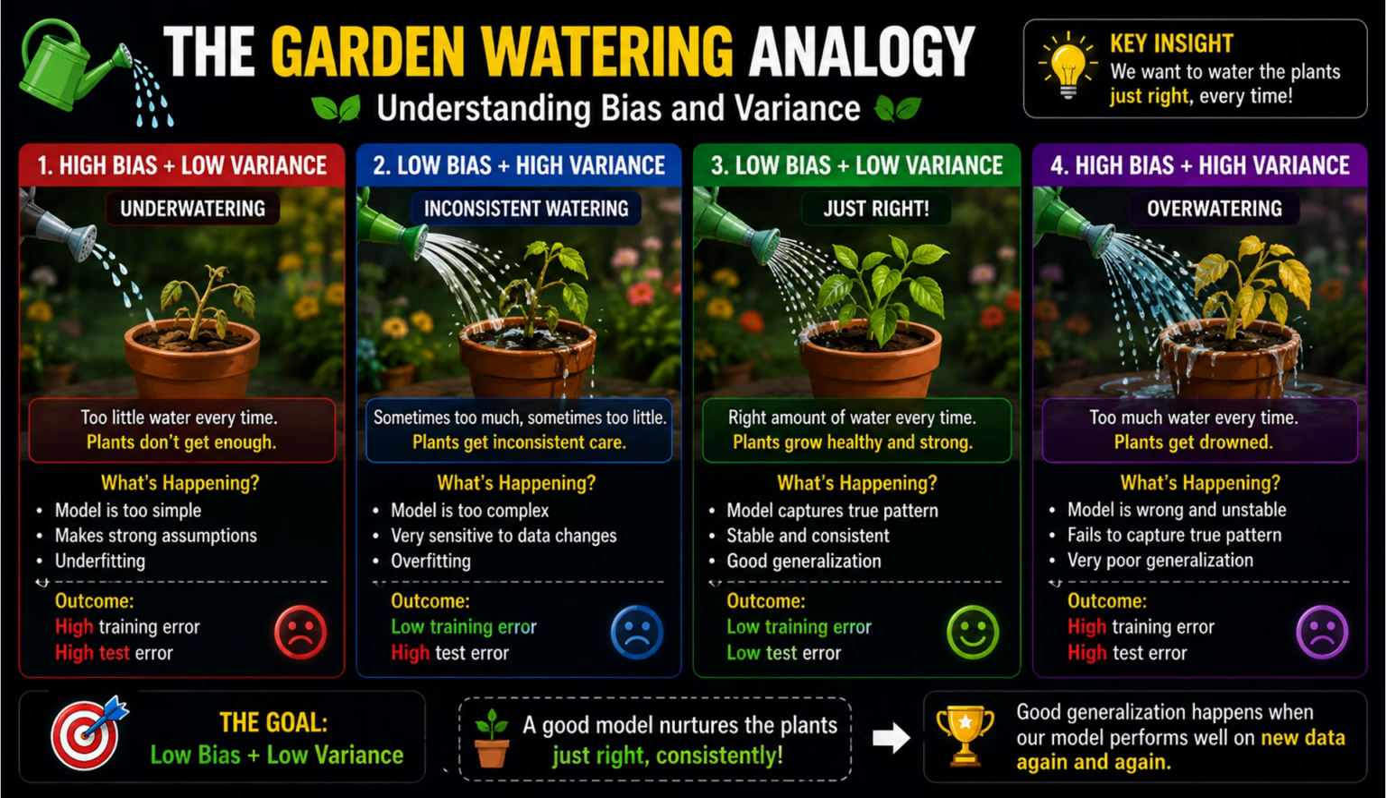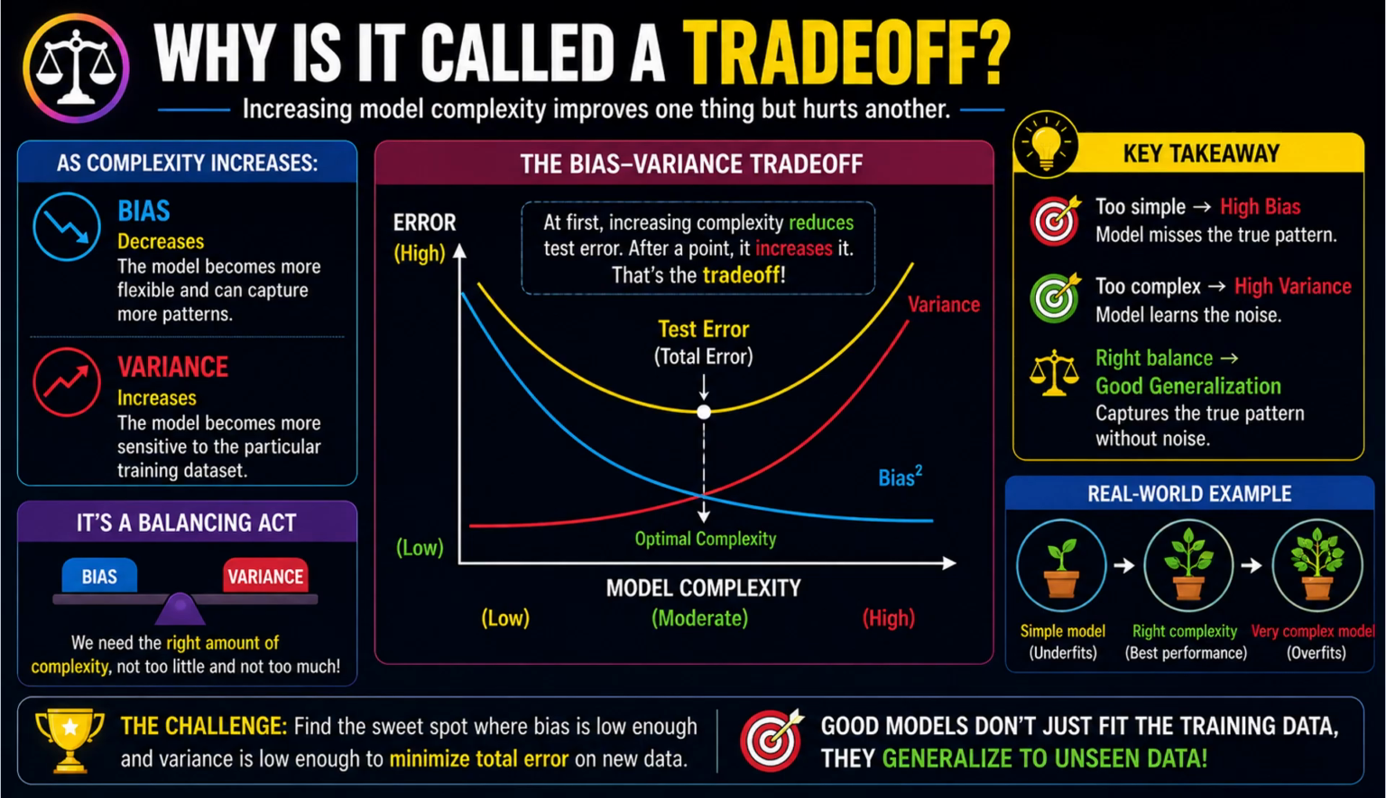So what we have to understand here is that good generalization happens when a model performs well on new data again and again. So we are bringing in one more aspect, which is consistency. It should be accurate as well as consistent. Why is it called a trade-off? Increasing the model complexity improves one thing, but sometimes hurts another. So bias decreases when the model becomes more flexible and can capture more patterns, and the increasing complexity reduces the test error.